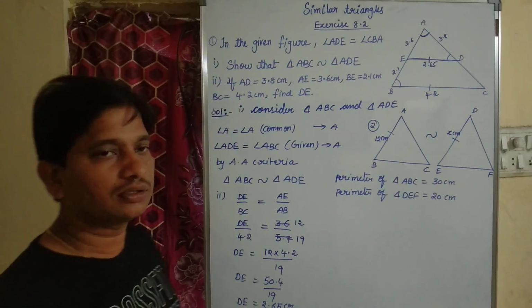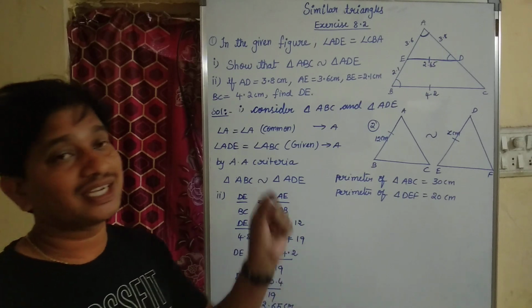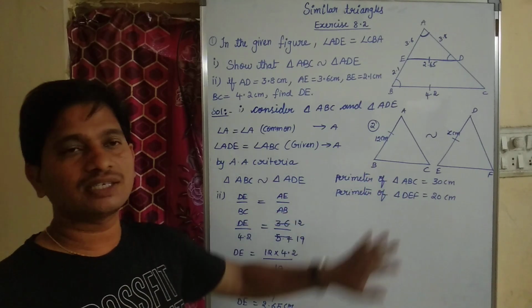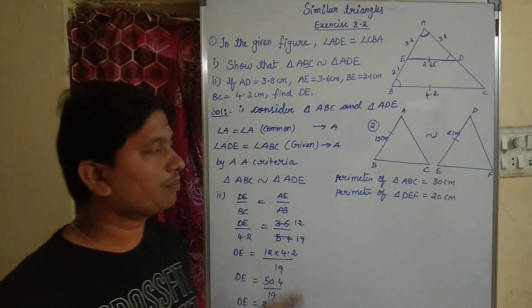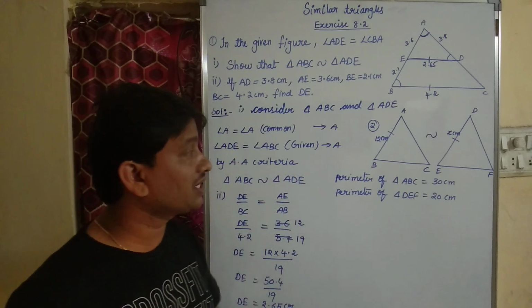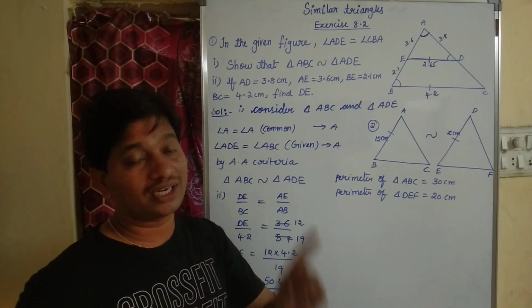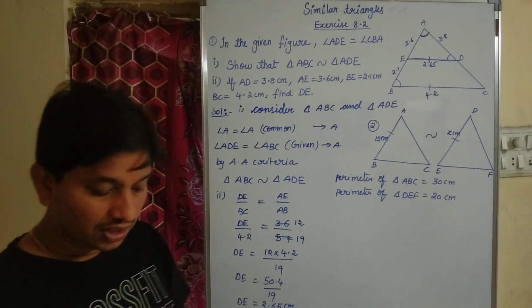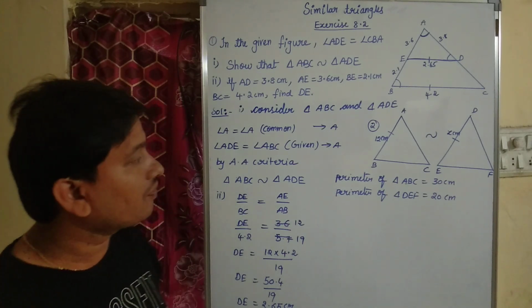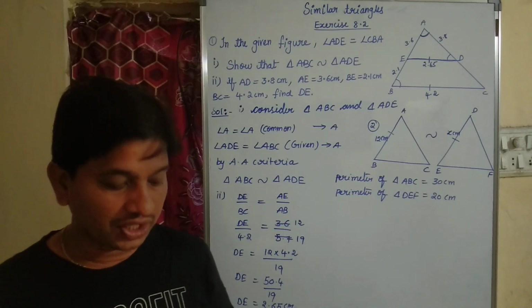Did you understand the question? The perimeters of two similar triangles. They said similar. Already they said they are similar triangles. Perimeter of triangle ABC is given 30 centimeter and perimeter of triangle DEF is given 20 centimeter. One side of the first triangle is 12 centimeter. Now determine the corresponding side of the other triangle. Right? We need to find the value of DE here.